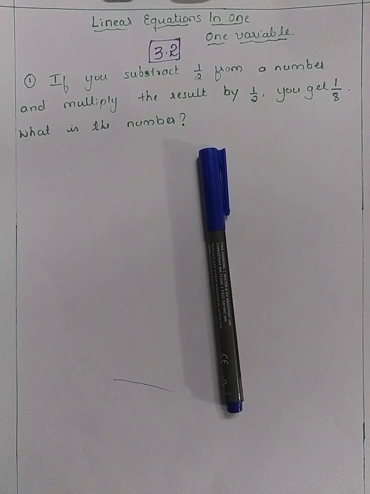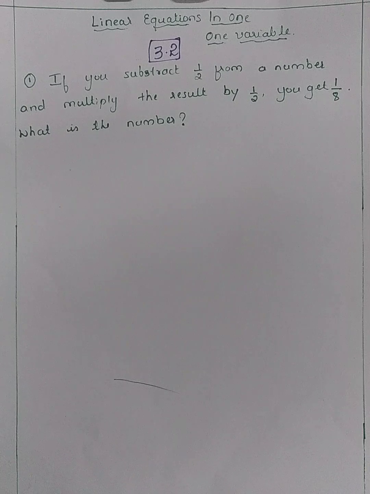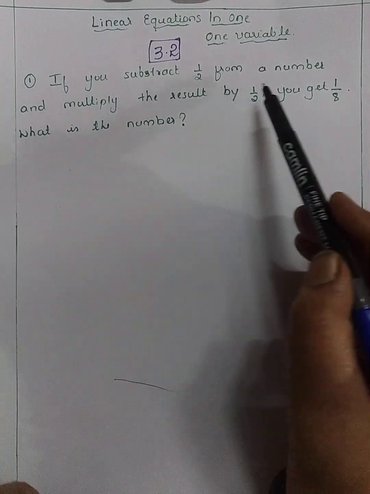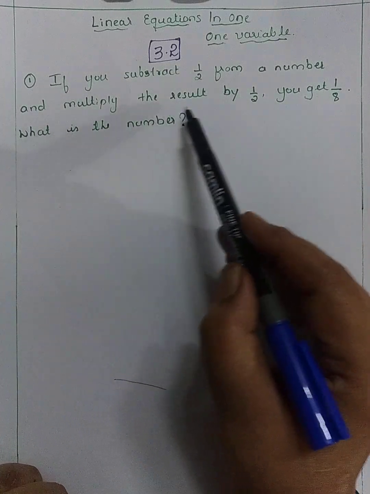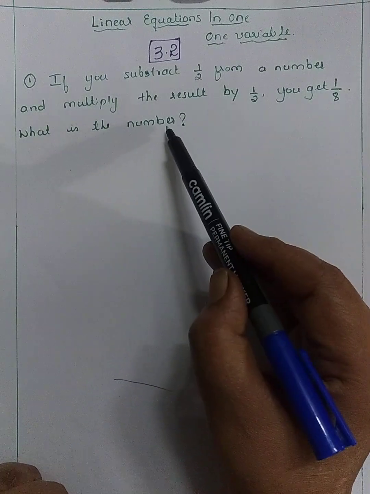Today from the 8th standard we are going to discuss the 3.2 exercise from the chapter Linear Equations in One Variable. In the previous videos we have completed the 3.1 exercise. Today the first problem from this exercise is: if you subtract 1 by 2 from a number and multiply the result by 1 by 2, you get 1 by 8. What is the number?